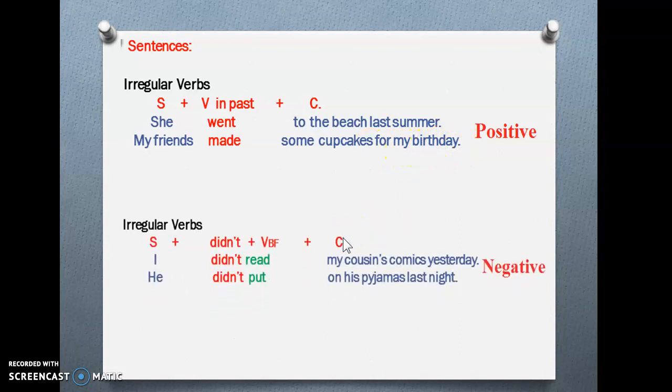And for the negative sentences, you need the subject, didn't or did not, plus the base form of the verb and the complement. As you can see here, we have the verb in base form. So: I didn't read my cousin's comics yesterday. He didn't put on his pajamas last night. Here, we don't need to change the verb because we have the auxiliary verb, in this case, didn't.